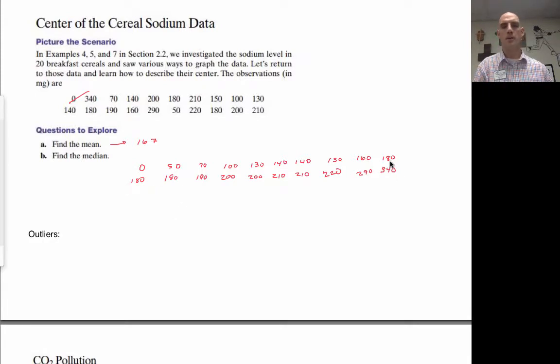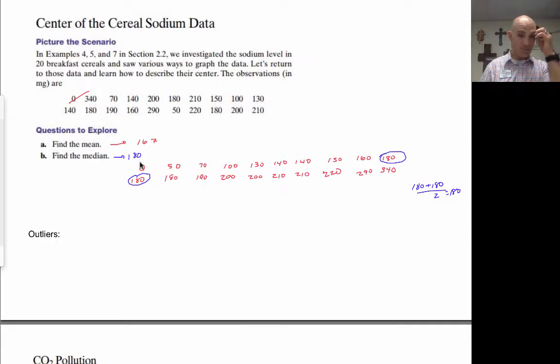If I come to the middle, there's 20 values, so these two are going to be my median. It's an even number of values. Obviously, 180 plus 180 divided by 2 is 180. So my median is 180. And so those are different, which is okay. They're going to be different probably most of the time, not always, but most of the time. And that's going to be something that we discuss coming up.